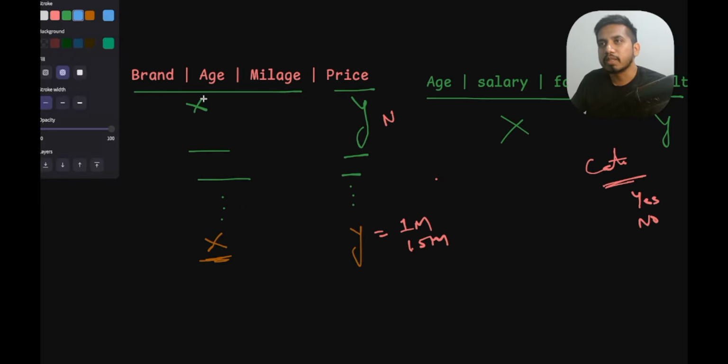So in the previous example, I showed you the input variables, right? They are called features. So here we have 3 features and the output is called the target. So we have 3 features and 1 target.